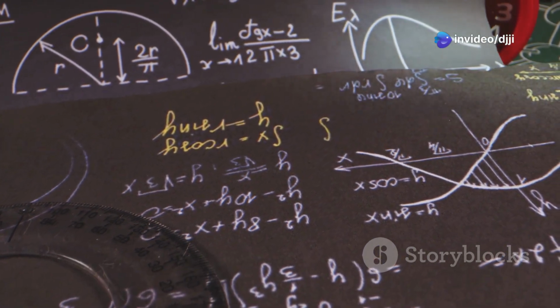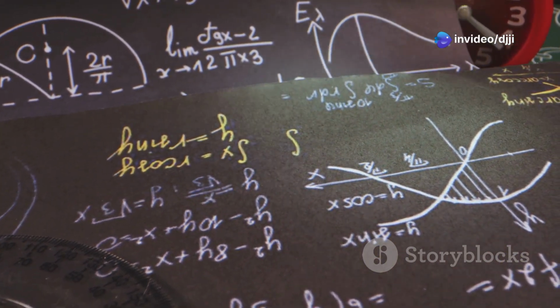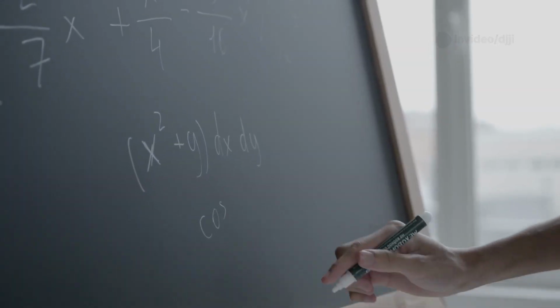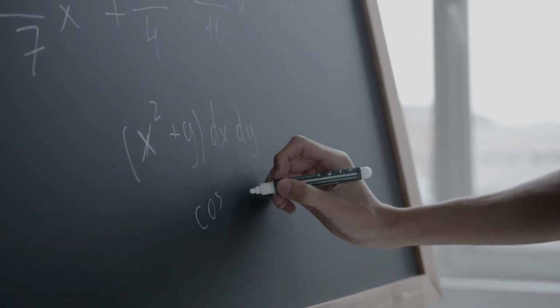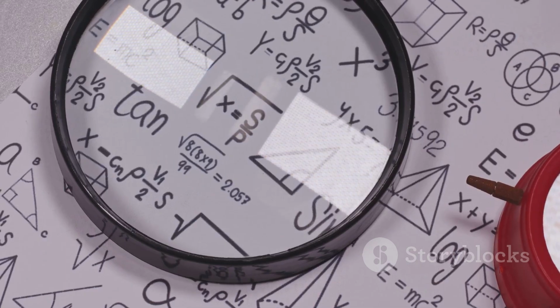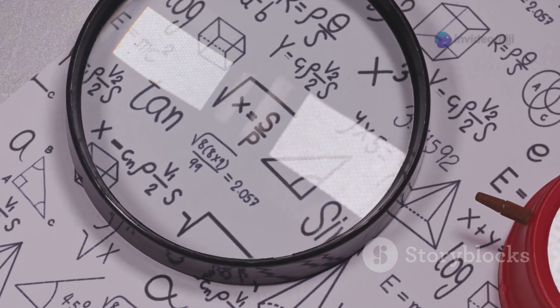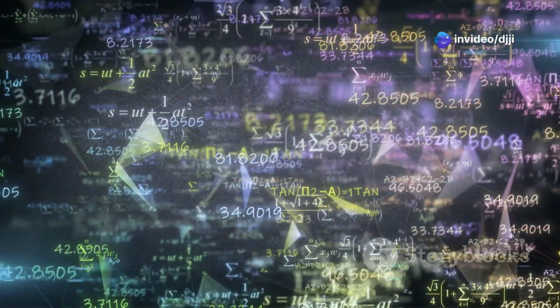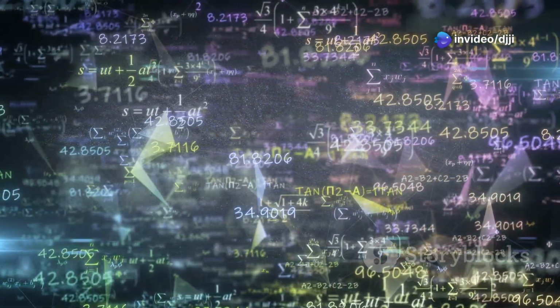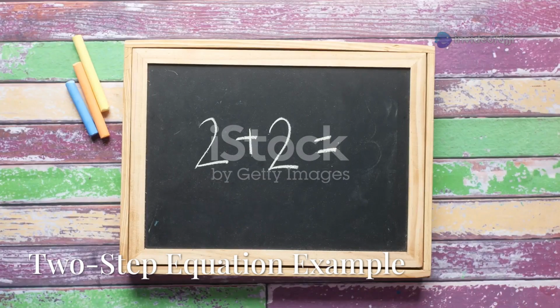To solve a 2-step equation, first, undo any addition or subtraction by performing the inverse operation on both sides of the equation to isolate the variable term. Then, undo any multiplication or division by performing the inverse operation on both sides of the equation to isolate the variable.